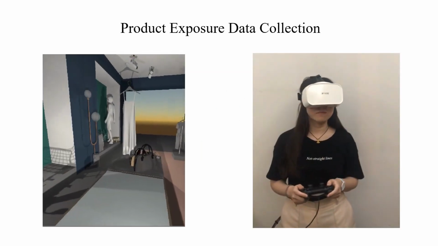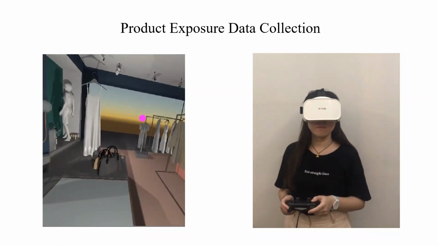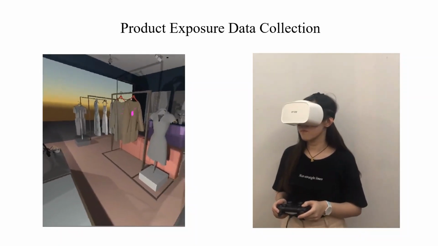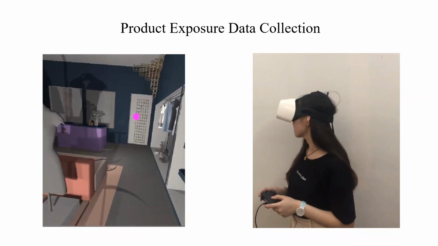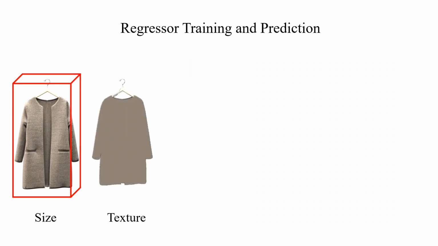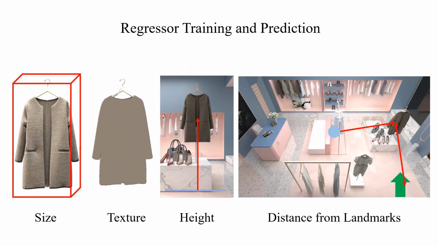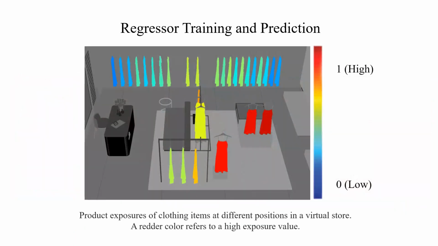First of all, to train our exposure prediction model, we created a product exposure dataset. As users navigate our environment, the exposure of each product is recorded. We use products' features, including their size, their texture intensity, their height from the ground, and their locations to train a regressor. After the training process, we can estimate the exposure of a virtual product placed at a certain location in 3D virtual stores by running the regressor.